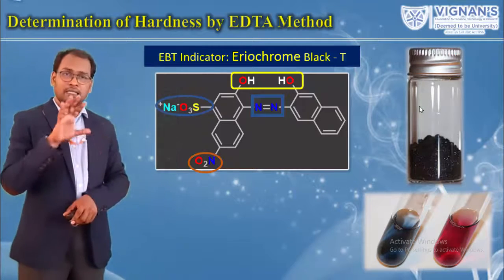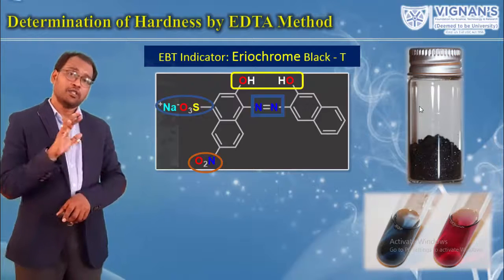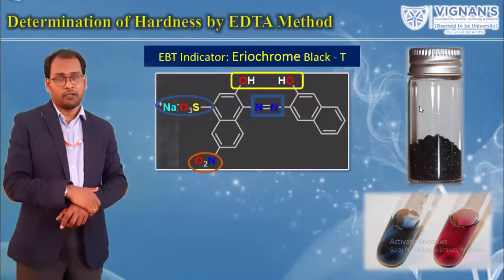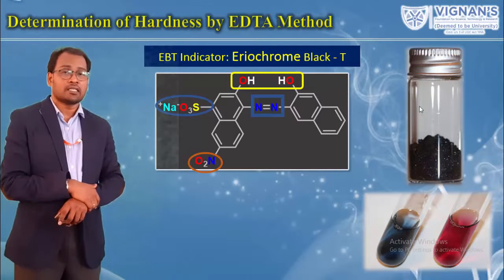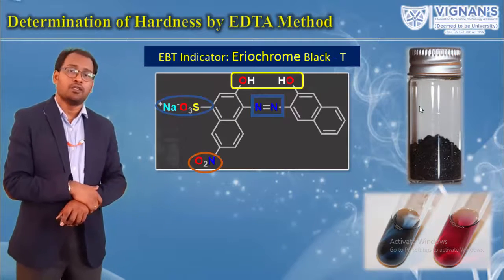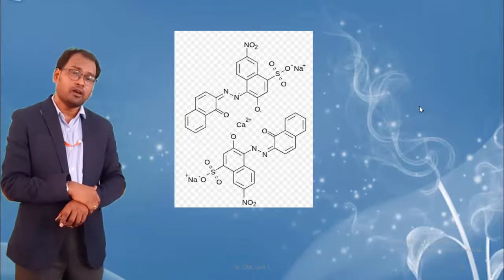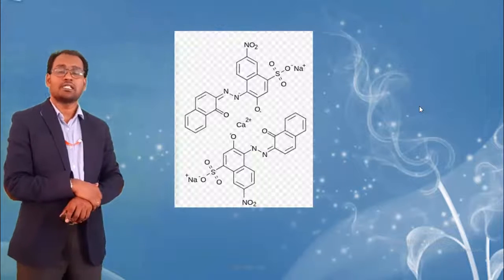So this is eriochrome black T and this is used as an indicator for EDTA estimation, and the beauty of this EBT is it changes color when the pH changes, or depending on the complex also it changes its color.